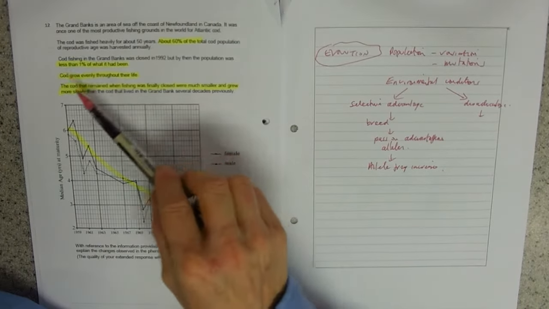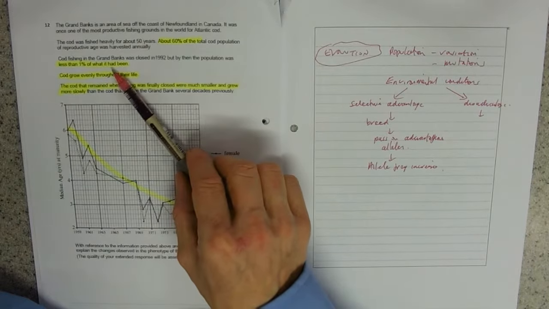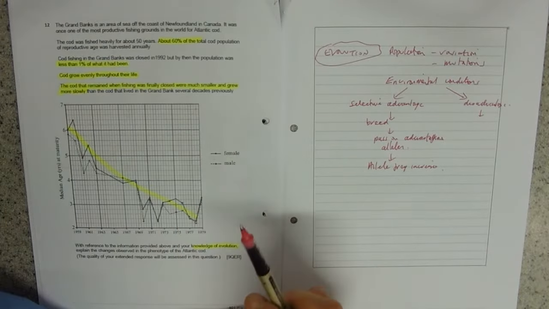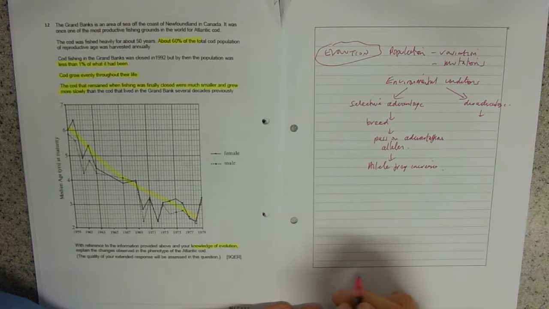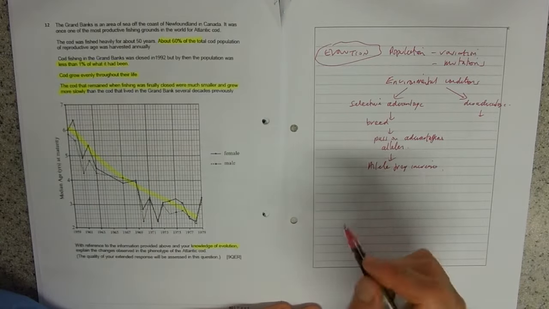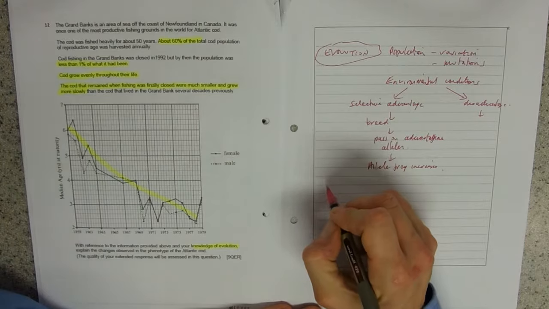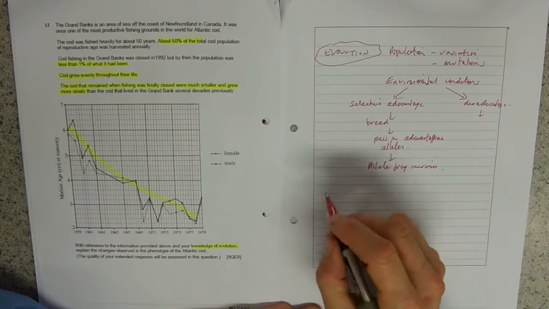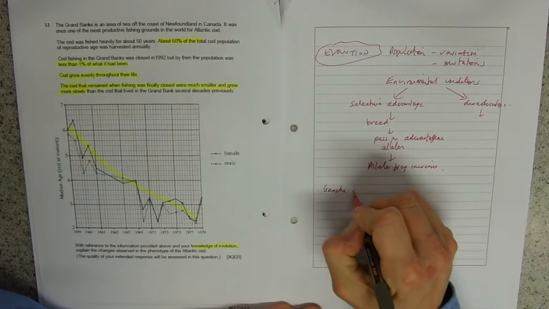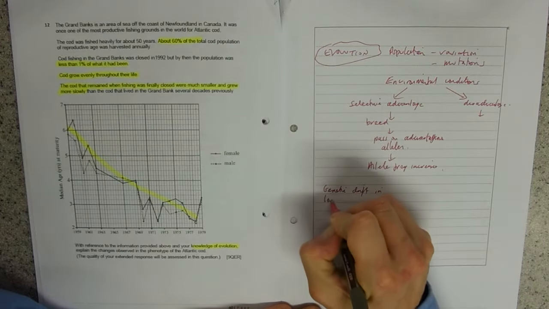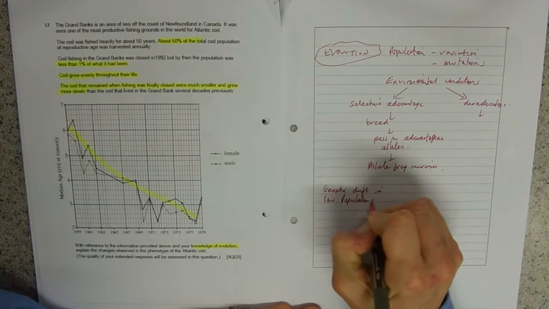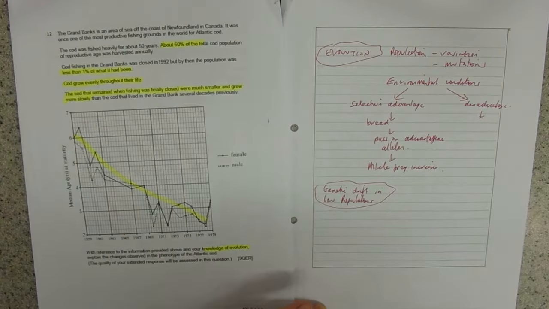and possibly another area. Population was very low. So other areas that you can think of where population is low are things like founder effect, genetic bottlenecks, things like that. So starting off from a very low population. So another area might be genetic drift in low populations. So those are the areas that you're going to need from your notes, and you just need to relate it to what we've got here.